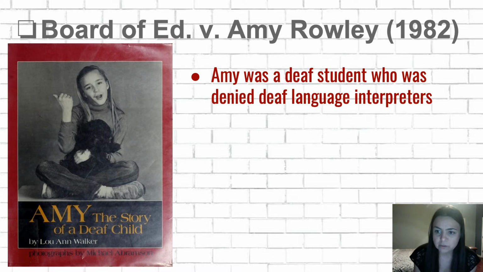The Board of Education claimed that Amy was achieving educationally, academically, and socially. The reason why Amy was succeeding in the beginning was because she was able to read lips, and she was trained to do that even before she began school. The school argued that she was still being educated and receiving equal educational opportunity. But the parents argued that she was not achieving her full potential.